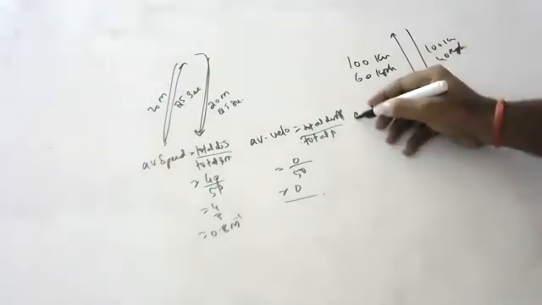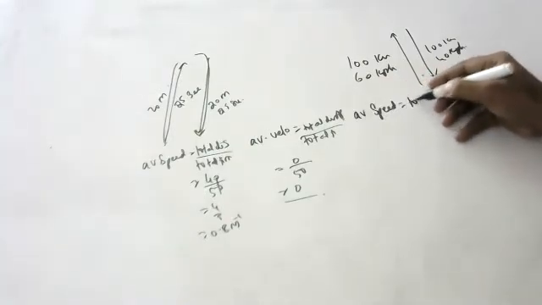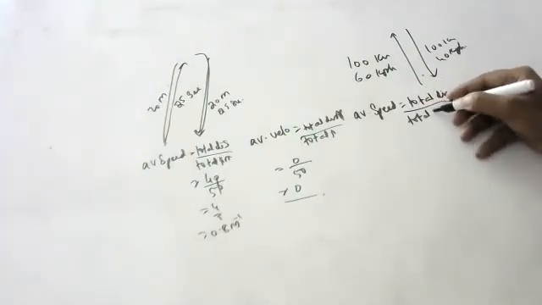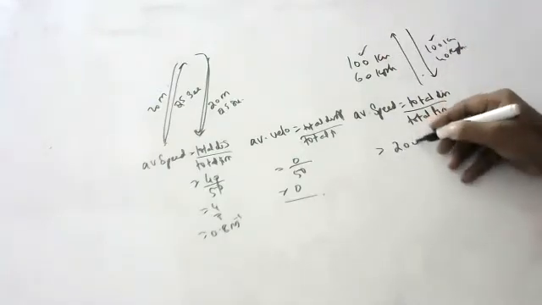Calculate average speed and average velocity. Average speed, what, children? Total distance by total time. What is the total distance, children? 100 plus 100, 200. 200 kilometers.